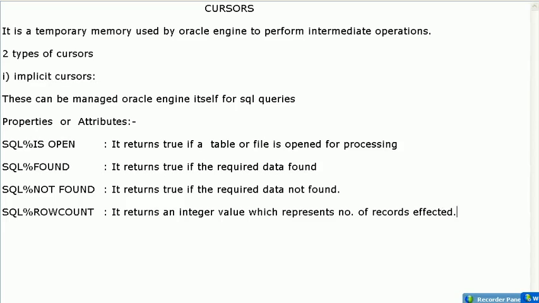Okay, these are the properties of implicit cursors. These implicit cursors are managed by Oracle Engine itself. We cannot touch those things. So we can use the properties and find out our required output. Let me write a small program.